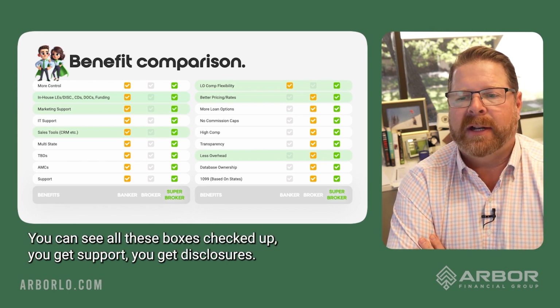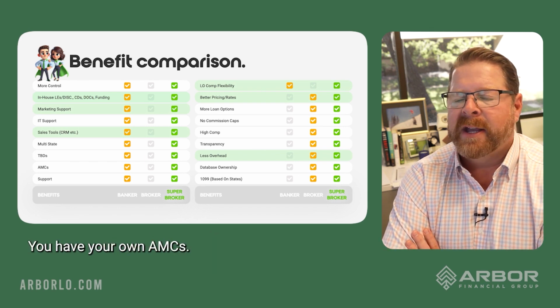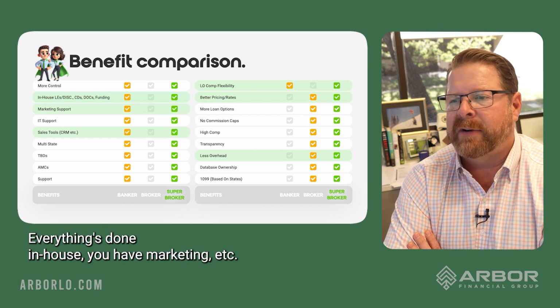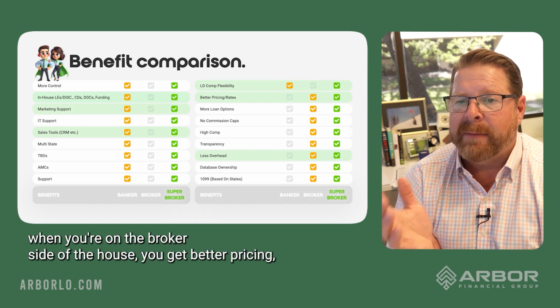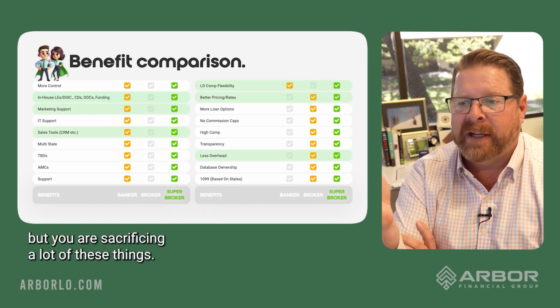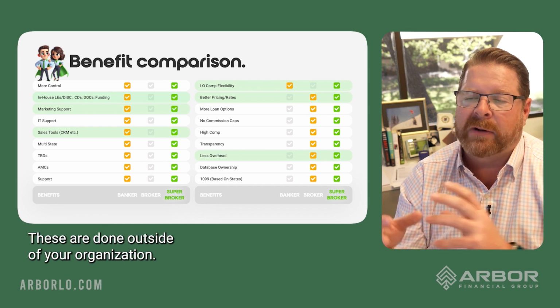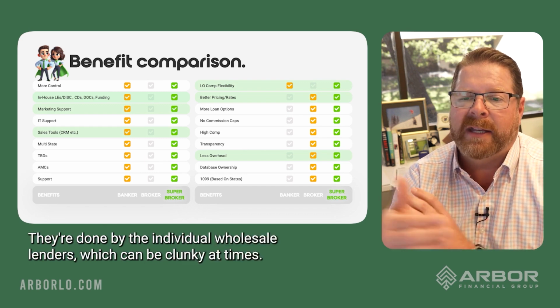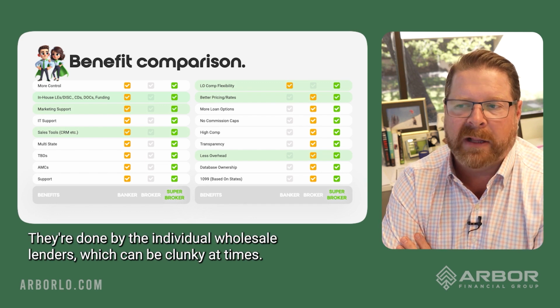You get support. You get disclosures. You have your own AMCs. Everything's done in-house. You have marketing, etc. When you're on the broker side of the house, you get better pricing, but you are sacrificing a lot of these things. These are done outside of your organization. They're done by the individual wholesale lenders, which can be clunky at times.